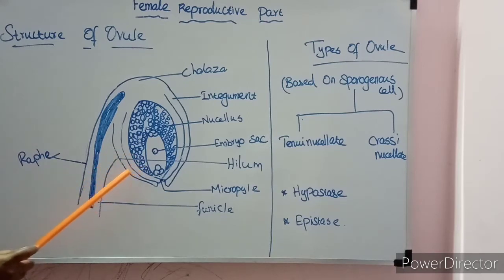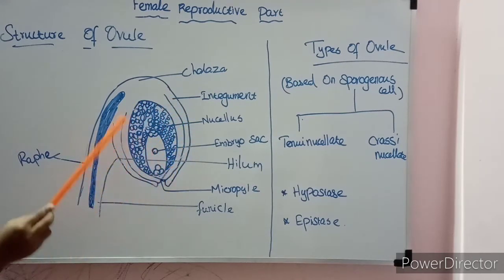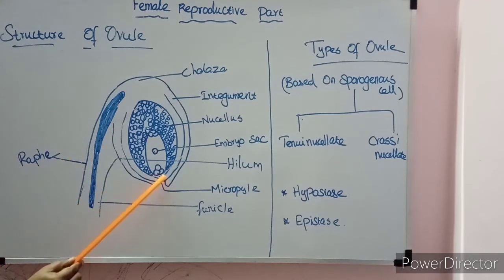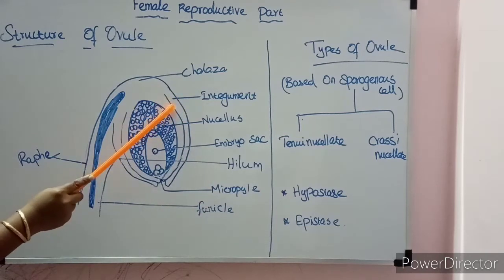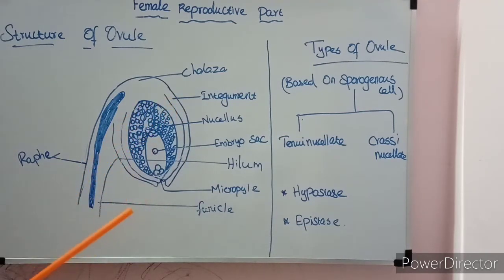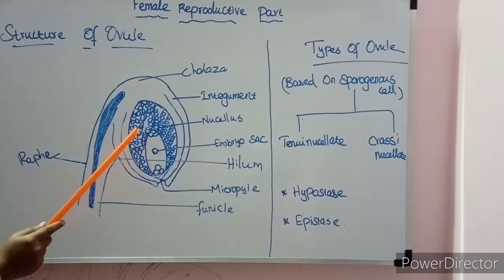The integuments cover it completely, but only in one small place it will be free. In that place it will form one small pore. That pore opening is called the micropyle. The integument covering may be one, which is unitegmic. If it is two coverings, that is called bitegmic. Are you able to follow me?